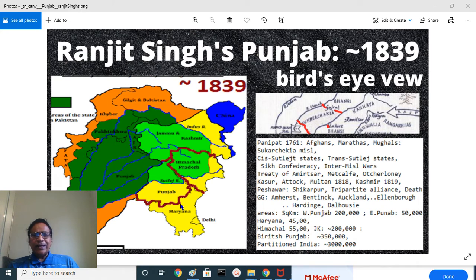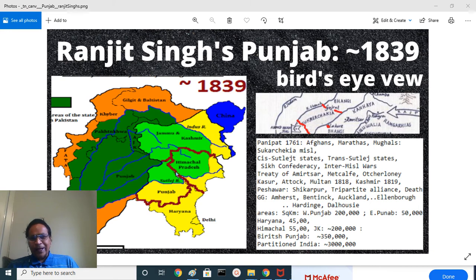So Cis-Sutlej states and Trans-Sutlej states: there are a lot of misls, regions and kingdoms across the Sutlej, that is Trans-Sutlej. And there were also a lot of kingdoms and small ones like Patiala, Nabha, Jind, and so on, Daulat Rao Sindhia's territories, and so on. These are Cis-Sutlej states. So that is about Cis-Sutlej states and Trans-Sutlej states. And Ranjit Singh occupied Lahore, this region. This is the Jalandhar region called Bist Doab. Bist means Beas and Sutlej, the word.